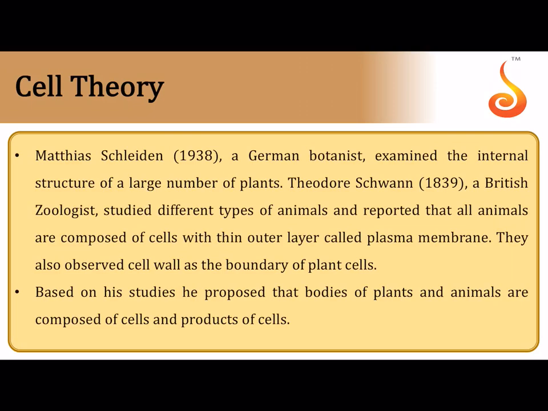It was Matthias Schleiden in 1838, who was a German botanist, and Theodor Schwann, who was a German physician. However, it's wrongly mentioned as a British zoologist in the NCERT. So remember, Theodor Schwann in 1839, who was a German physician, and Matthias Schleiden in 1838, who was a German botanist, collectively put forth the cell theory. Matthias Schleiden was exclusively studying plant tissues, and Theodor Schwann was the first one who reported that cells have an outermost thin membrane that is called the plasma membrane. So both of them studied independently, and they identified that tissues are made up of cells.